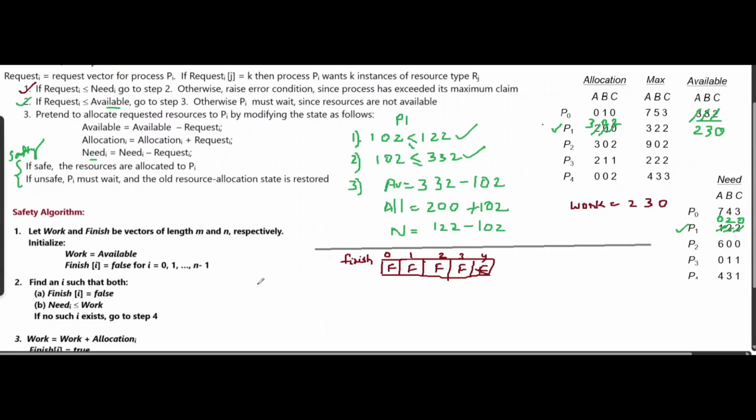Now, let us start with the process P naught. Okay. Now P naught, what it has to do? It has to check finish of I is false. Yes, it is false, true. Now it will go with the need of I. What is need of P naught? Need of P naught is 743. 743 is less than or equal to work. What is work? You can see here 230. Is it less than or equal to 230? No, it is not less, because 7 is not less than 2. So the condition is not satisfying. So P naught has to wait.